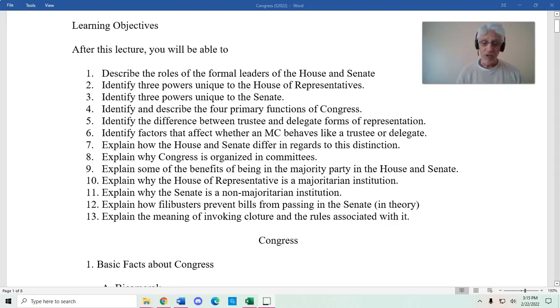You'll also be able to explain how filibusters prevent bills from passing in the Senate, at least in theory, and then you'll be able to explain the meaning of invoking cloture and the rules associated with it. So that's a lot. And if that didn't make any sense, well, hopefully it will by the time we're done.